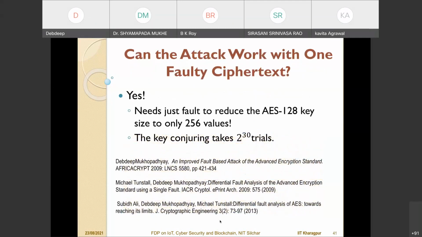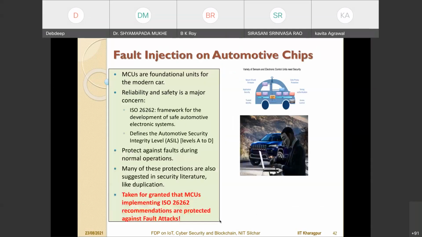because, just to give you a summary, a single fault, that means only one fault, can reduce the AES key space from 2 to the power of 128 possibilities to only 256 values. The key recovery will take something like 2 to the power of 30 trials. So you can see that it will take less than 15 minutes or so; you can get the entire 128-bit secret key in a matter of flash. So, people have been studying these fault injections in various contexts.